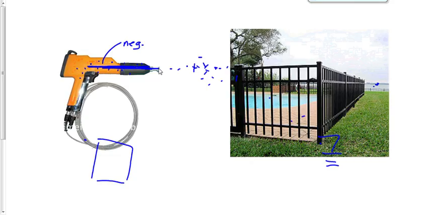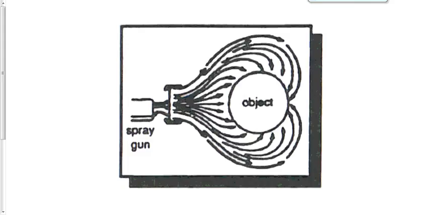You get more even coverage because paint particles, even ones that are going past and miss the metal fence, get attracted and come back here and coat the back of the fence. You can stand on one side of the fence and partially paint the back of the fence because of the electrostatic force of attraction.